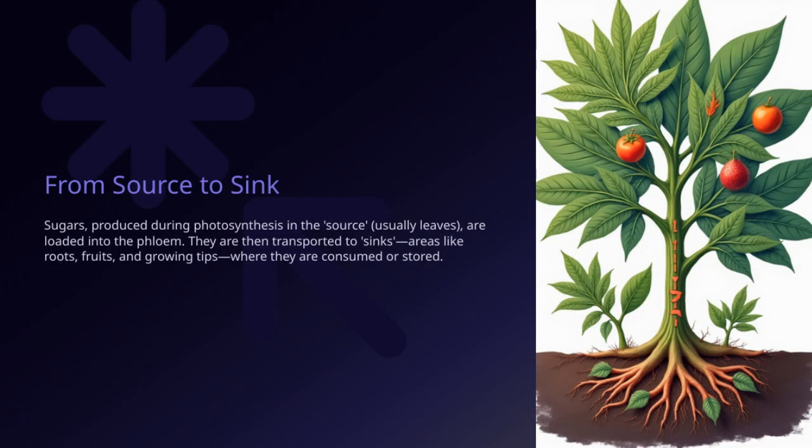Sugars, which are produced during photosynthesis, are made in the source, typically the leaves. From there, these sugars are loaded into the phloem, the plant's transportation system. Once inside the phloem, they are transported to various sinks. These are the parts of the plant that need energy or storage, like the roots, fruits, and growing tips. This movement from source to sink is crucial because it ensures that all parts of the plant receive the energy they need to grow, develop, and function properly. Essentially, it's how the plant distributes the sugars it makes, supporting its overall health and growth.